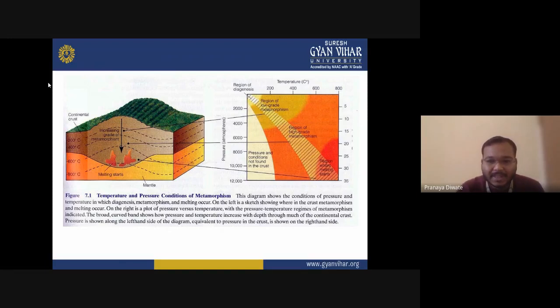On the left is a sketch showing where in the crust metamorphism and melting occur. On the right is a plot of pressure versus temperature, with the pressure-temperature region of metamorphism indicated. The broad curved band shows how pressure and temperature increase with depth in the continental crust. Pressure is shown along the left hand side of the diagram, equivalent to the pressure in the crust.